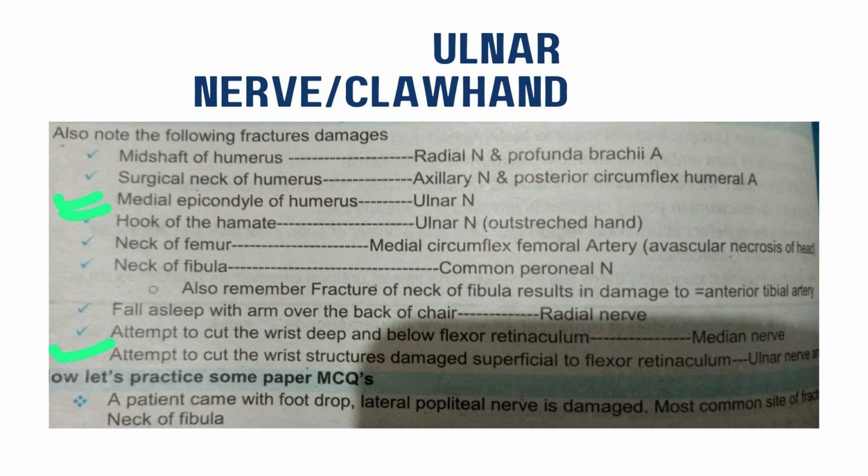Other MCQs related to the ulnar nerve: the fracture of the medial epicondyle of the humerus and the fracture of the hook of the hamate bone involve the ulnar nerve. For the person who fell on an outstretched hand, there is going to be damage to the ulnar nerve. And if there is an attempt to cut the wrist, damaging structures superficial to the flexor retinaculum, the answer is going to be the ulnar nerve and ulnar artery. So laceration of the wrist or attempt to cut the wrist, the answer is going to be the ulnar nerve and ulnar artery. So this was all about the nerves of the upper limbs.